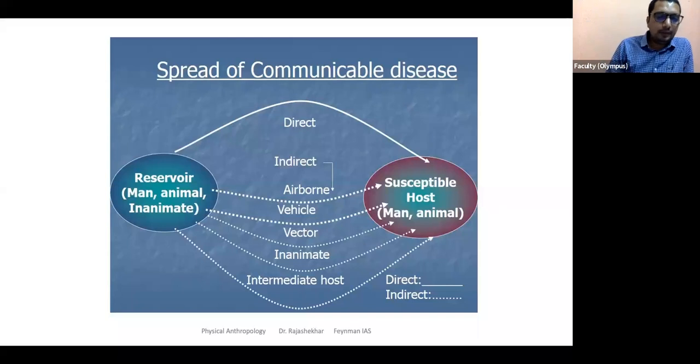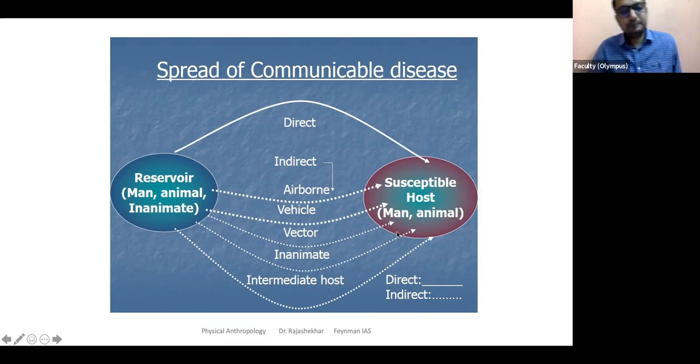Sometimes inanimate objects, maybe a towel, maybe a bench, something like that, can spread things to you. How do they spread? As I was telling you, direct or indirect. Direct by touch. Indirect, maybe airborne, vectors, inanimate objects, water. So those ways. Finally, they reach the humans, causing the problem. For most of this, you don't need too much explanation, but you need to know the idea here.